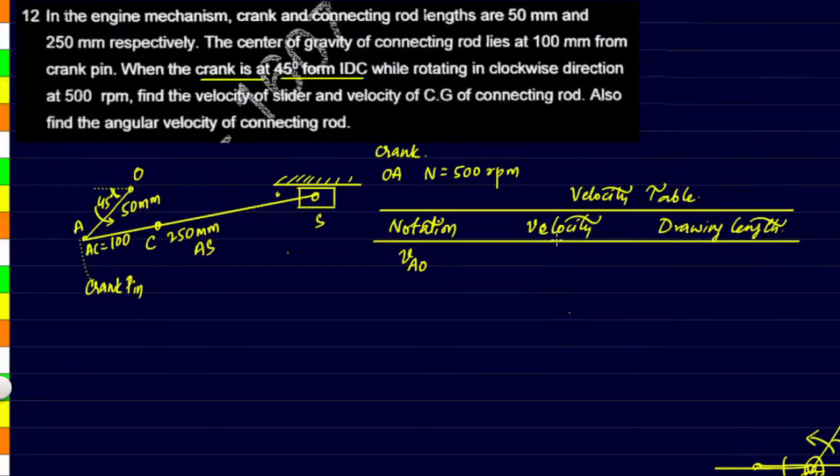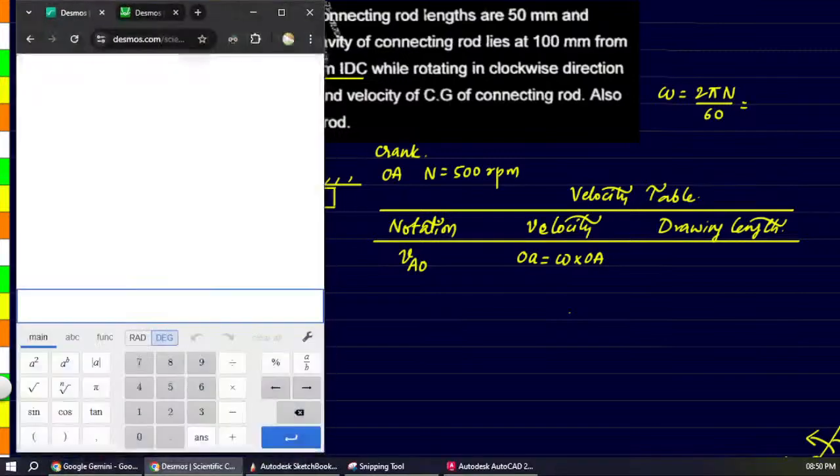The velocity we will write it as OA, and this will be equal to omega times OA. So first we will have to find omega. Let's quickly find that omega over here. Omega formula is 2 pi n by 60. This is the formula for omega. So let's quickly go to our calculator.